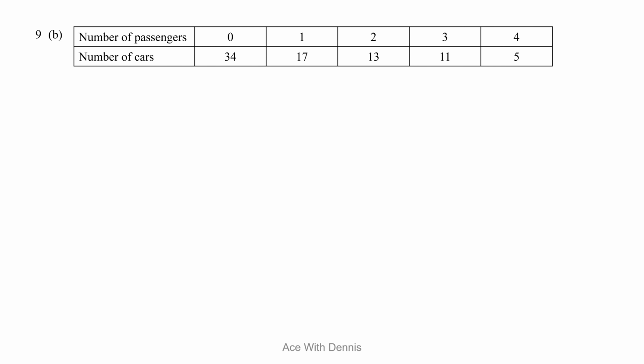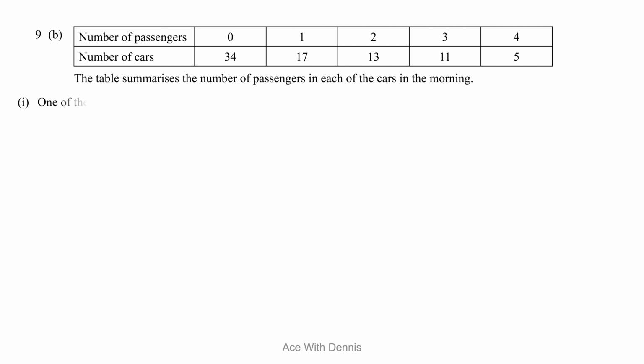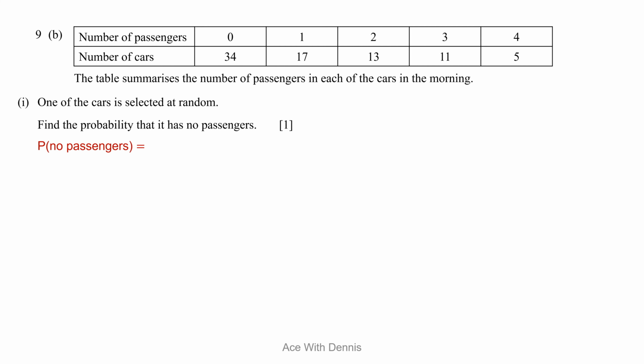B. Given this table, the table summarizes the number of passengers in each of the cars in the morning. Part 1. One of the cars is selected at random. Find the probability that it has no passengers. 1 mark. So the probability that the car has no passengers will be equal to 34 over 80.